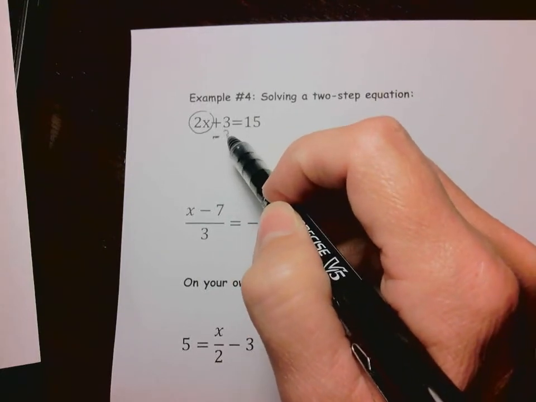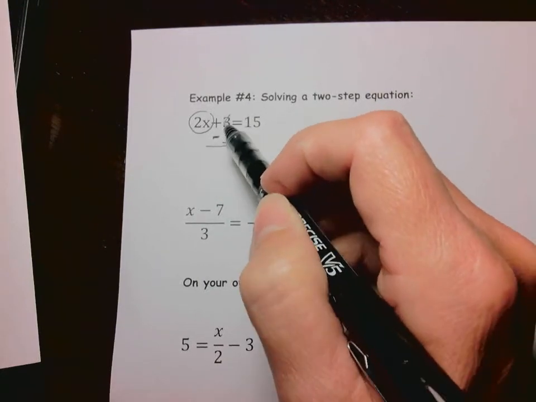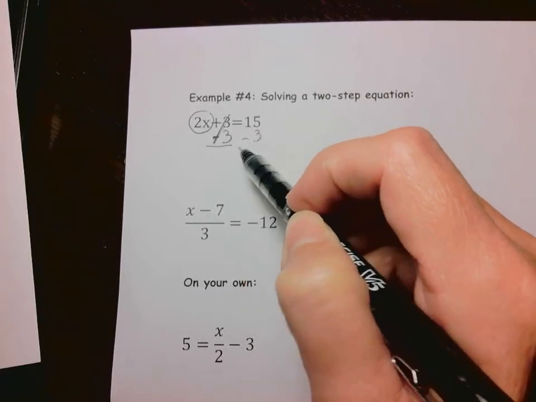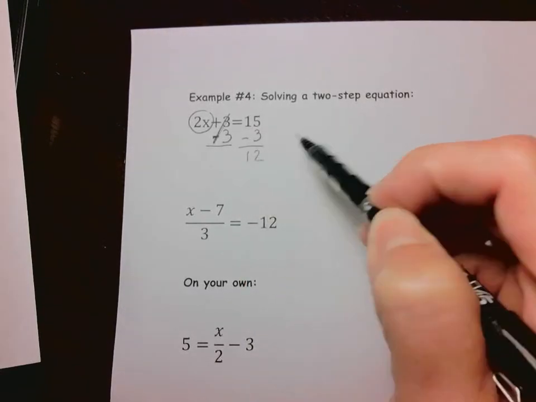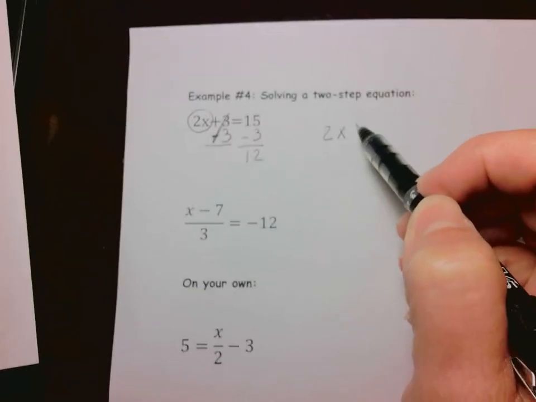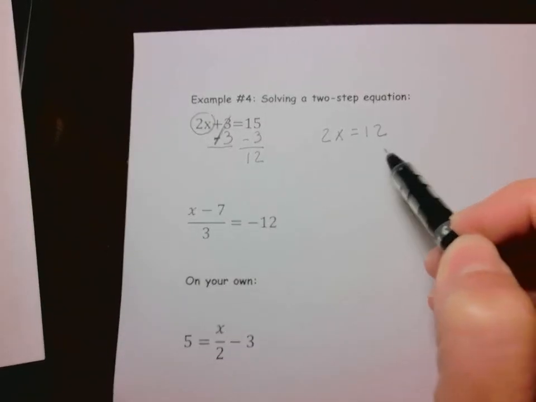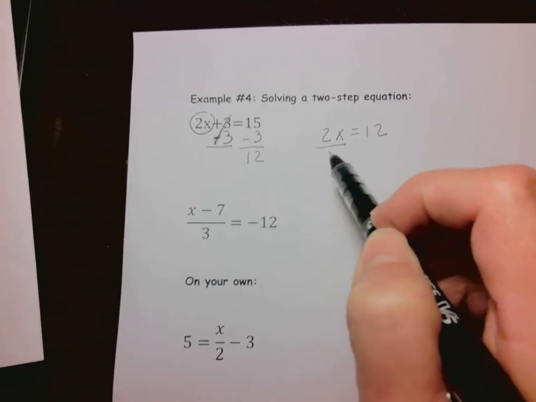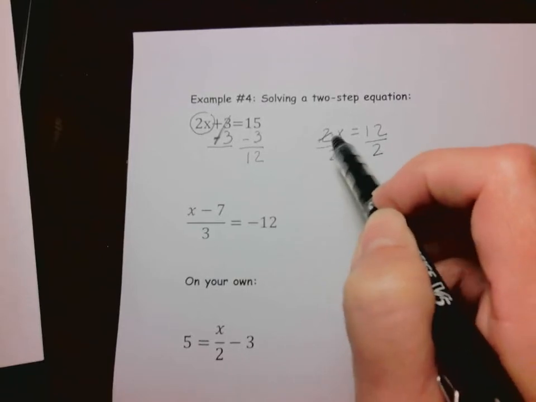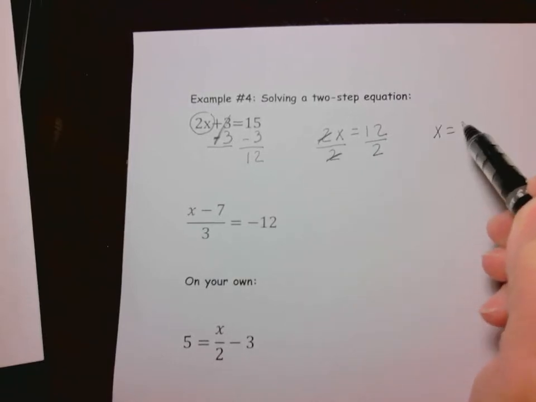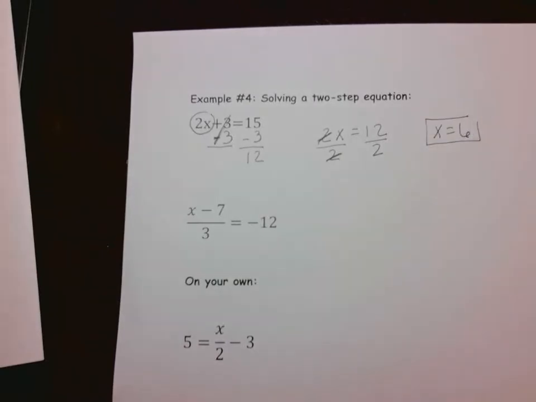What's the opposite of addition? Subtraction. So I want to subtract 3 from both sides, and then I'm left with 2x equals 12. And then what do I do? I divide both sides by 2, and I have x equals 6. Most of the time when algebra students struggle with these types of problems, it's not because they don't understand what to do, it's because they mess up in their math. Take it line by line and show all your work.